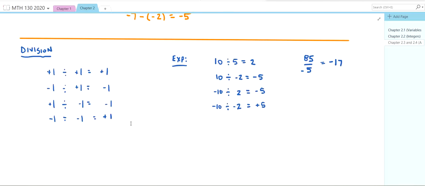Okay, the rules for division are the same as multiplication. Positive divided by positive equals a positive. Negative divided by positive equals negative. Positive divided by negative equals negative. Negative divided by negative equals positive. Here's some examples. Don't have time to go through these, so I'm going to end the video here for these sections.